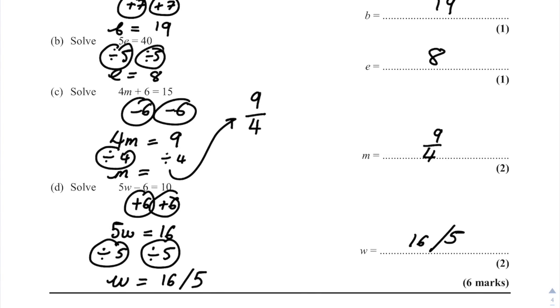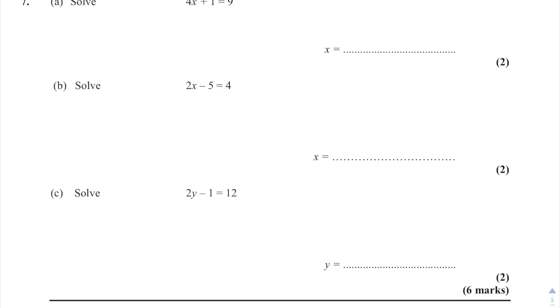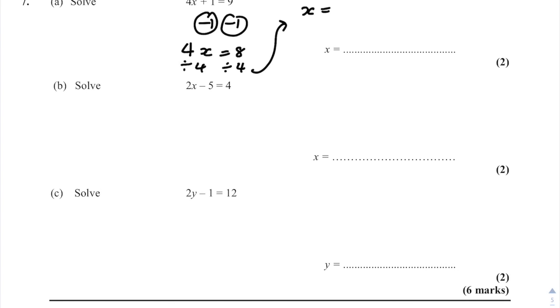So, for question number 7. For 7a, we've got 4x plus 1 equals 9, minus 1 from both sides, which gives 4x equals 8. So we've got to divide by 4 on both sides, like so. So we've got x equals 8 divided by 4, which is 2.